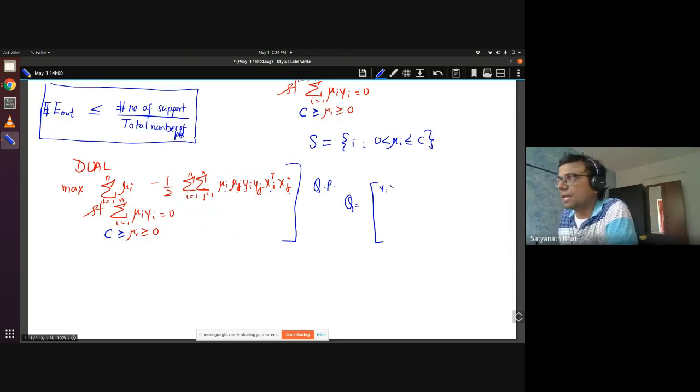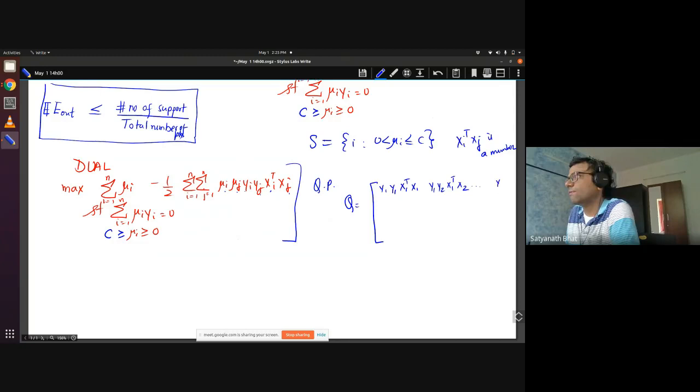y1 y1 x1 transpose x1, then y1 y2 x1 transpose x2. See, x1 transpose x1 is a number, so any xi transpose xj is a number. I hope all of you can appreciate that. So when you have these kinds of double summations, you can construct a matrix like this.